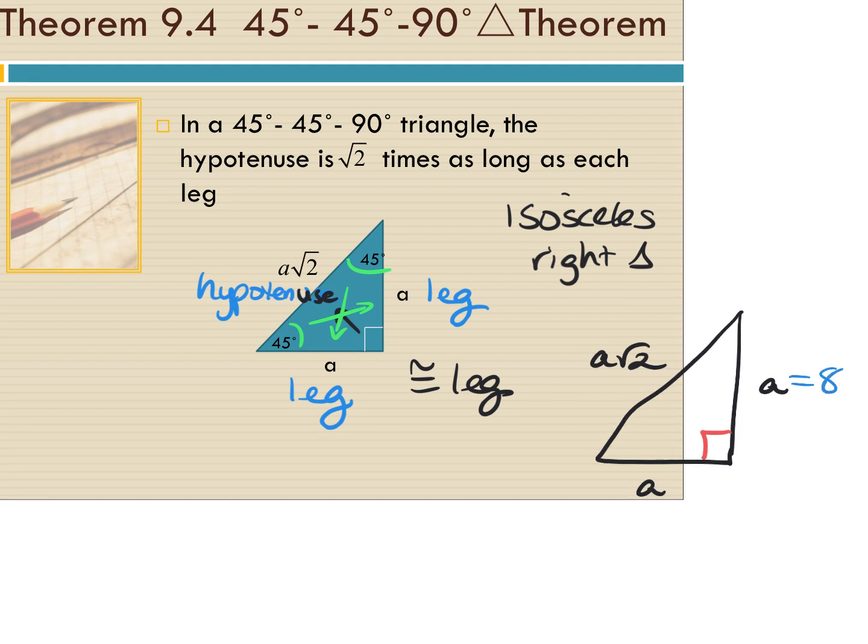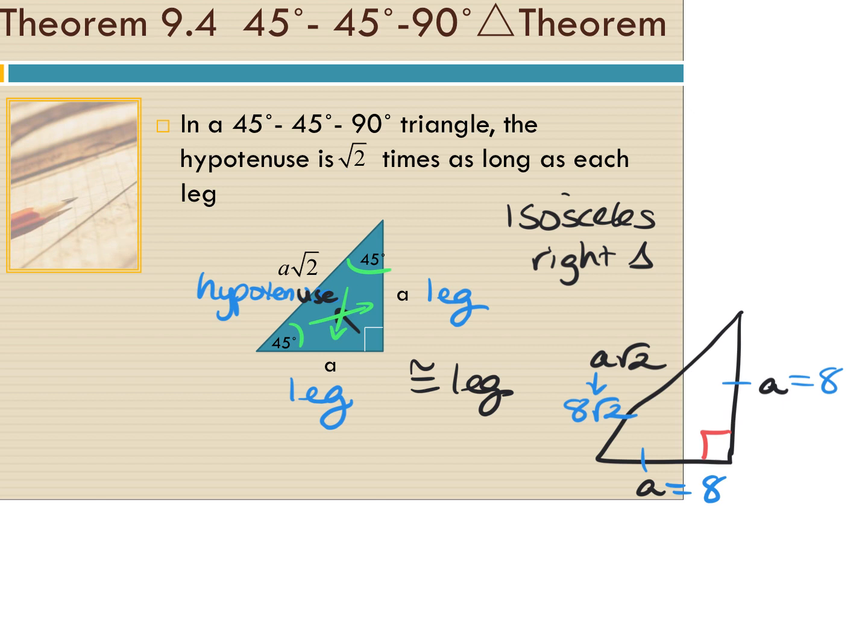Well, if it asks you to find all three sides, then this other side over here that's labeled as A would also be 8. And then the hypotenuse, all you do is take what A equals, put it there, and then add square root 2. And this is how we can find the other two sides when it's a special right triangle, more specifically a 45, 45, 90.